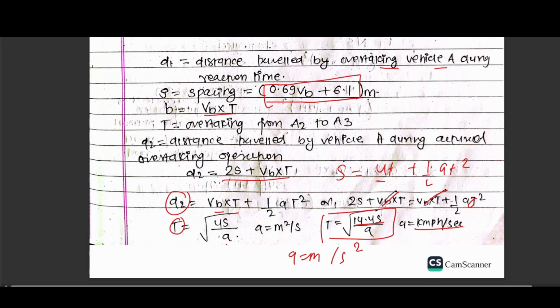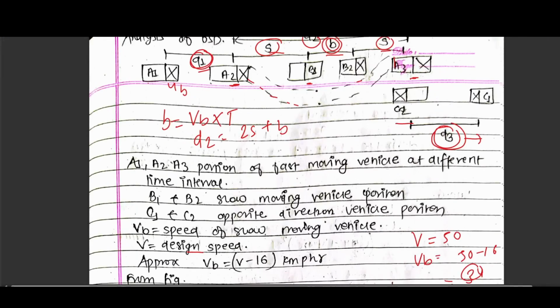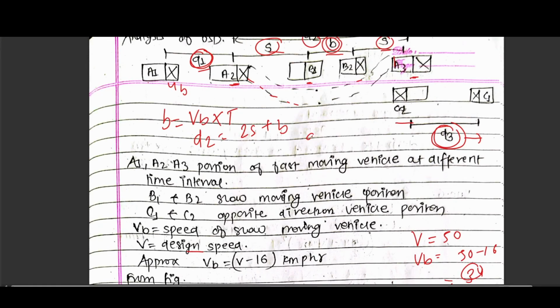And what will be the distance covered, d3? I haven't explained that yet. D3 is the distance covered by vehicle C while I'm in the overtaking operation, that is in time t. So d3 will be the design speed into t. If the design speed is in kilometer per hour, I need to multiply by 0.278 into v into t. Then I add up d1, d2, and d3, and my final overtaking sight distance will be d1 plus d2 plus d3.